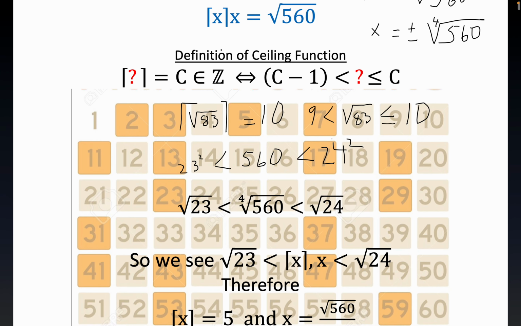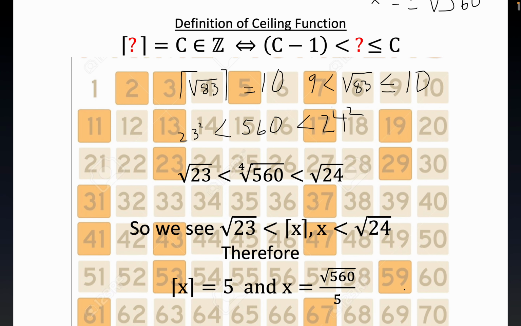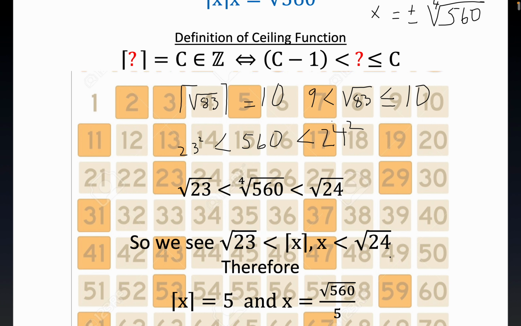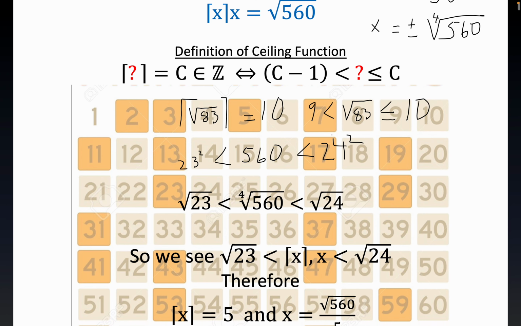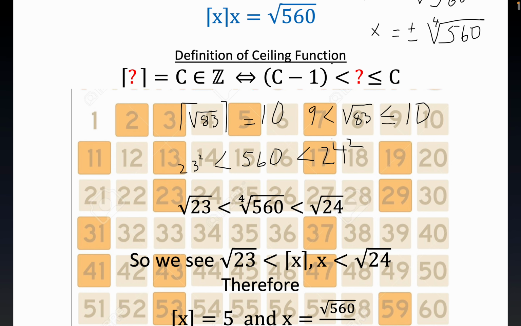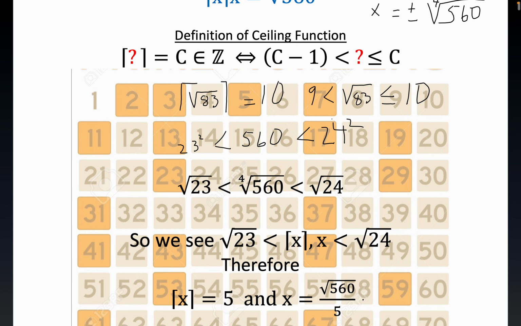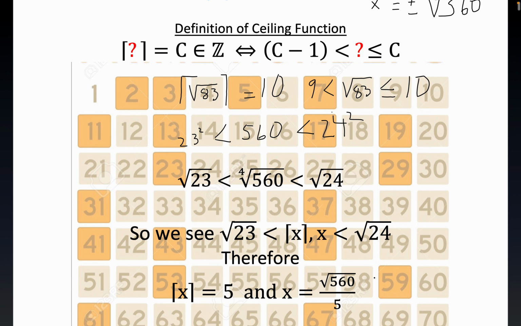All right. So we see quickly that the ceiling of x, if x is less than the square root of 24, has to be 5. Remember, the square root of 25 would be 5. And just by the form of the original equation, the ceiling of x times x has to equal the square root of 560. x would have to be the square root of 560 over 5, so the 5's would cancel, right? So in other words, this happens by force.